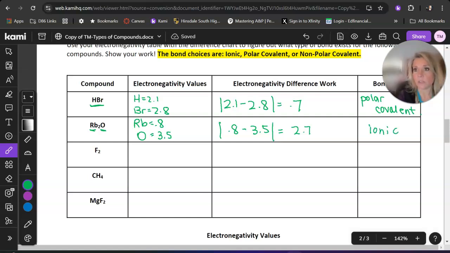Now, I just wanted to make sure that you knew that even though we have 2 rubidiums here, I'm not multiplying that by 2 or anything. It's just that you use 0.8 once for rubidium and 3.5 once for oxygen.